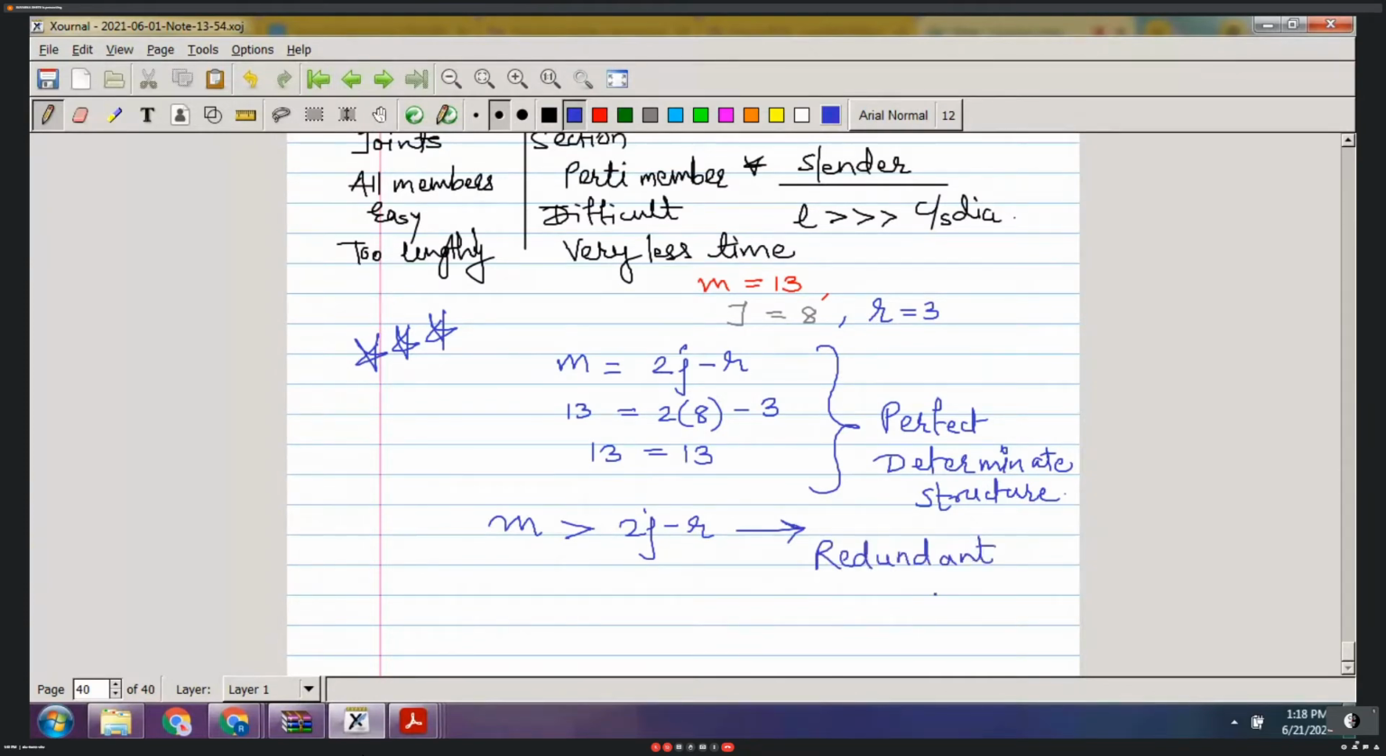redundant. This will be asked in the oral. Redundant truss. Important MCQ. If your M is less than 2J minus R, then I can call that truss a deficient truss. There is a deficiency of members in it.